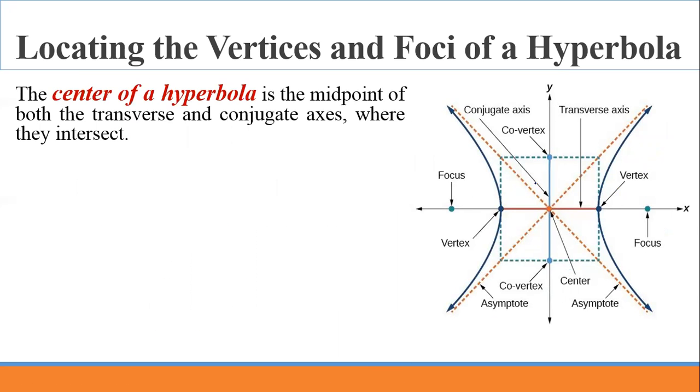And we have the center of a hyperbola, which is the midpoint. Ayan, the midpoint. So dito, the center of the hyperbola: the midpoint of both the transverse and the conjugate axis where they intersect. Diba sabi natin kanina si conjugate, perpendicular siya kay transverse axis. So at the center of our hyperbola, we have the two axes, the conjugate and the transverse axis, that intersect. Okay, so they intersect dito sa midpoint natin ng hyperbola.